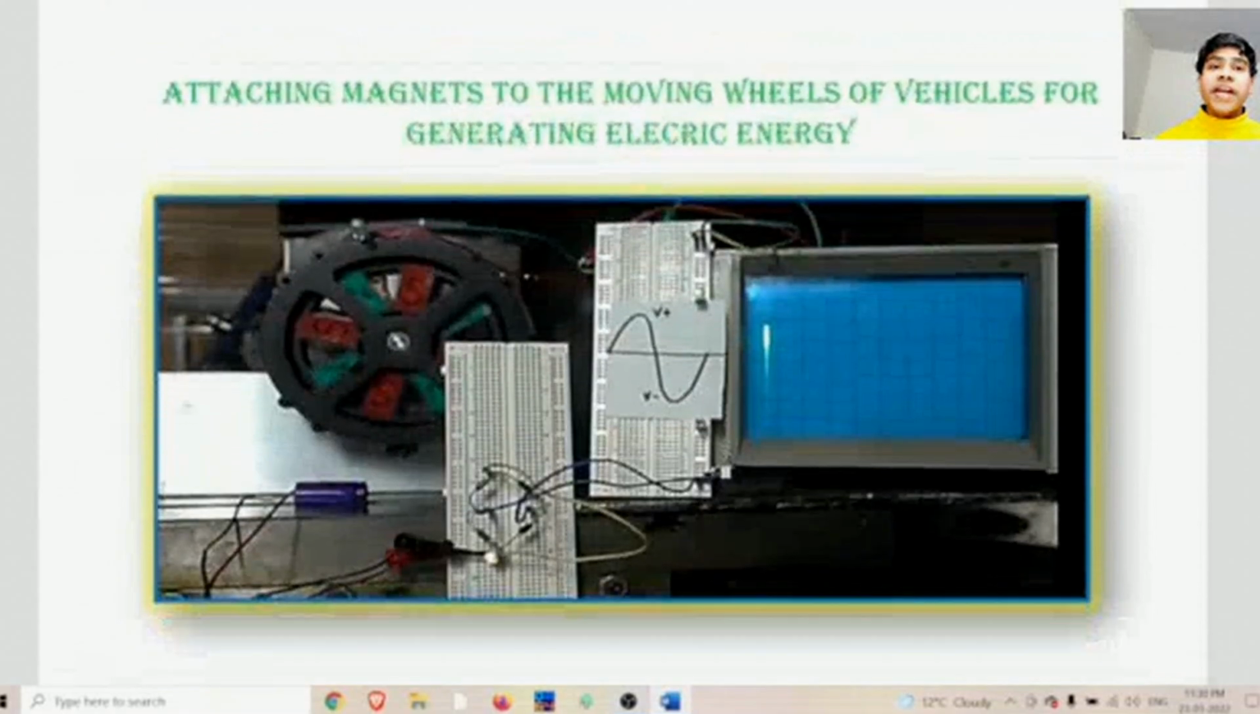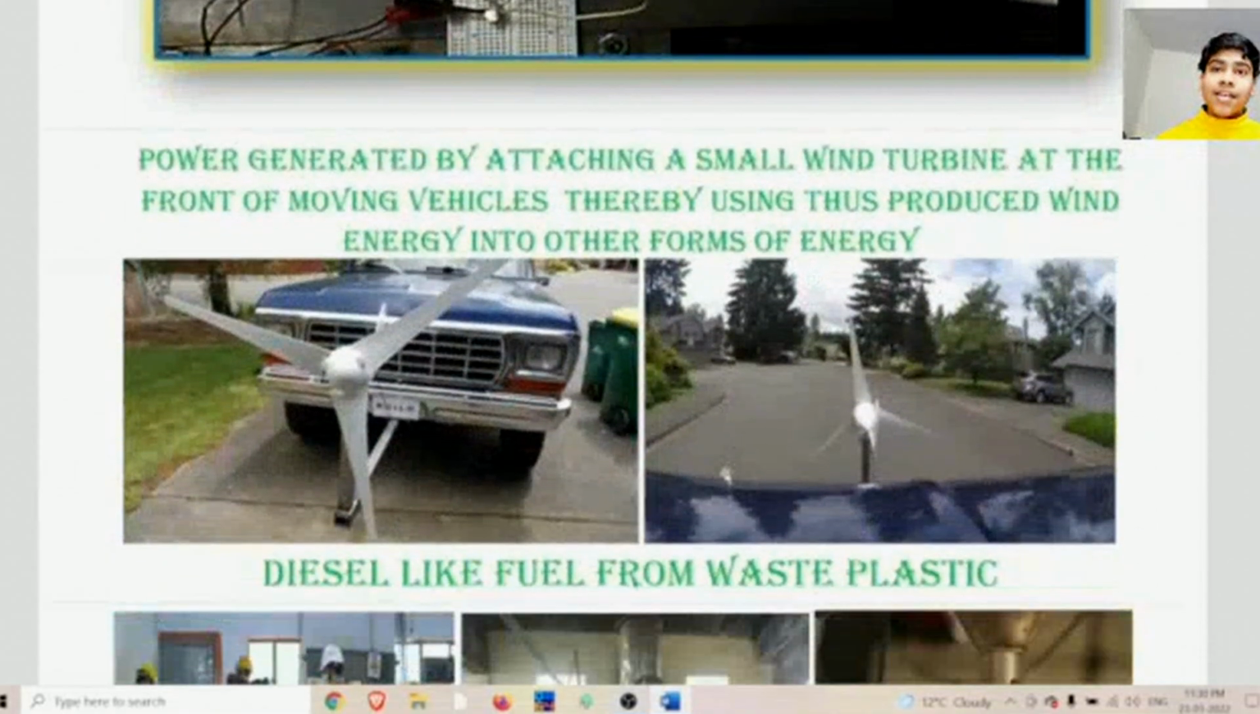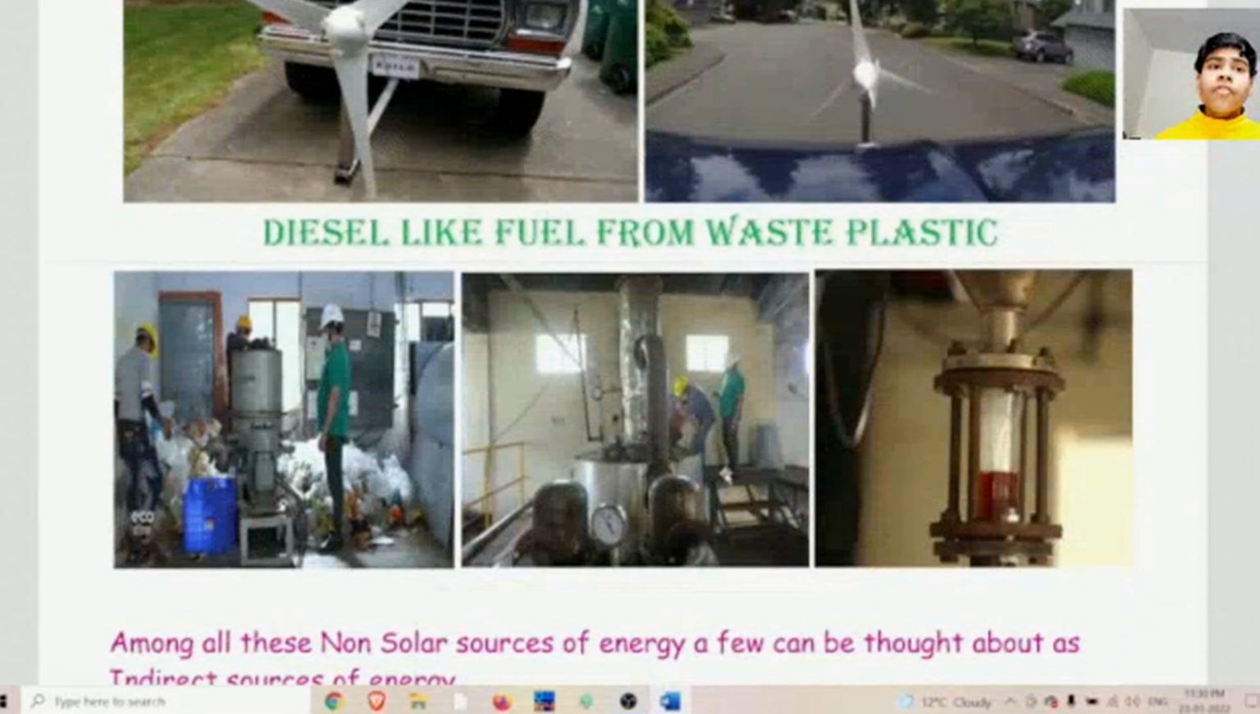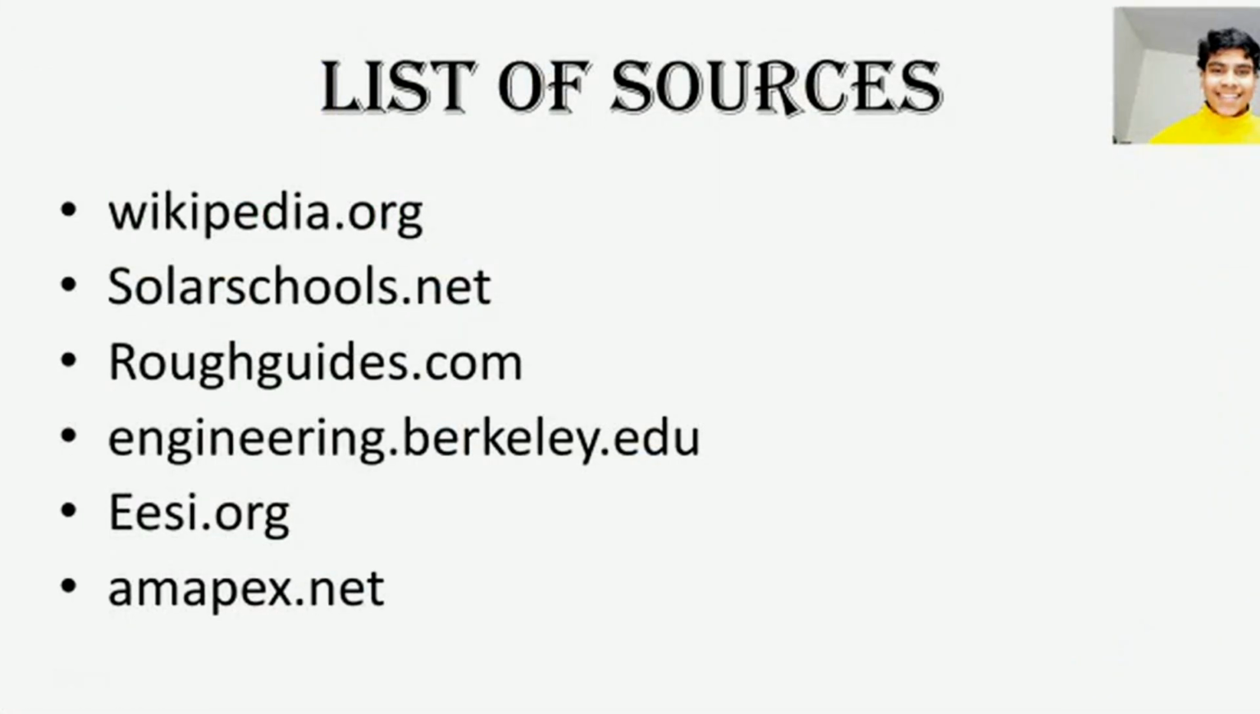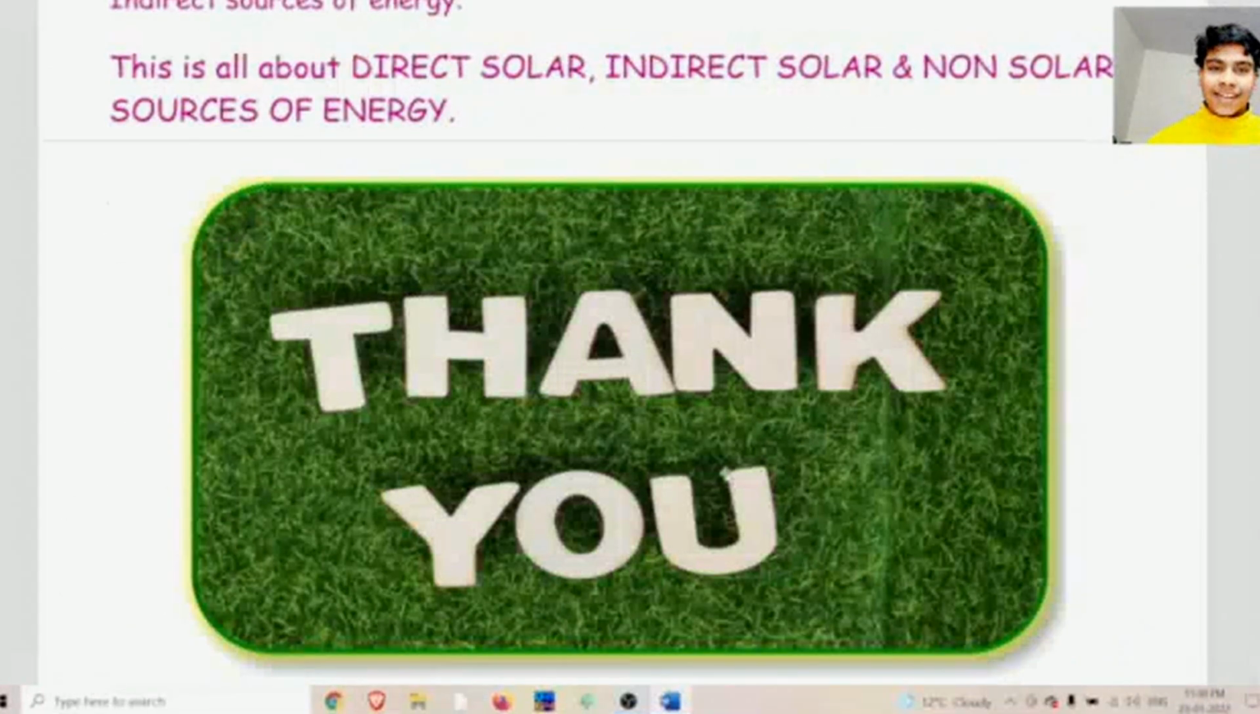Electricity can be generated indirectly by some moving vehicles. We can make diesel from waste plastic also. These are the sources for our project.